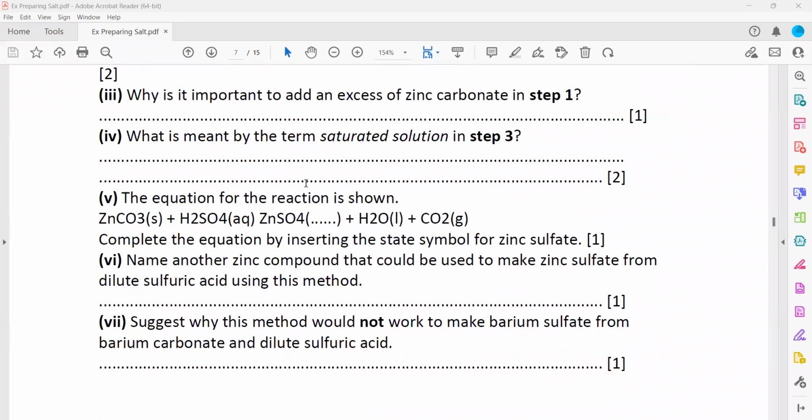Then why is it important to add an excess of zinc carbonate in step 1? The main reason is to make sure all the acid is used up. So we add excess zinc carbonate so that all the acid will be used up. What is meant by the term saturated solution? A solution which contains the maximum amount of solute at a given temperature.